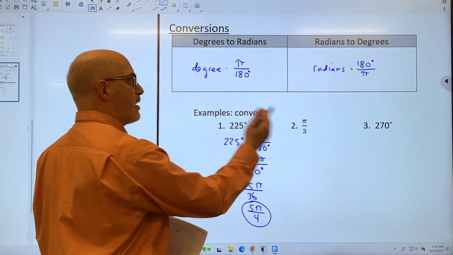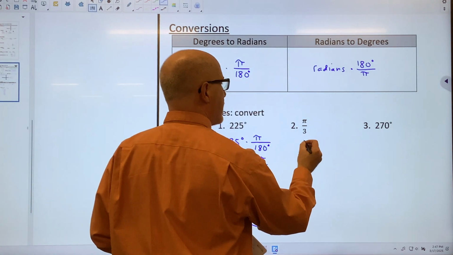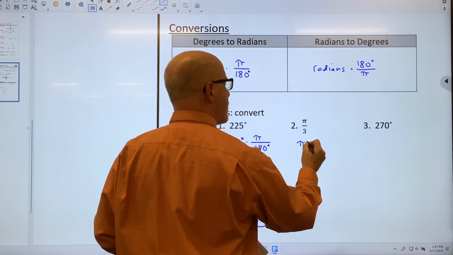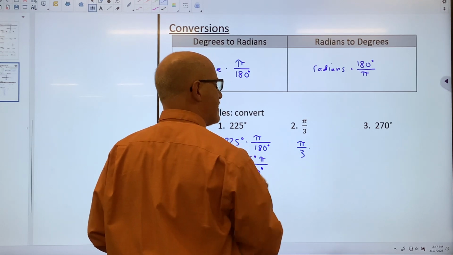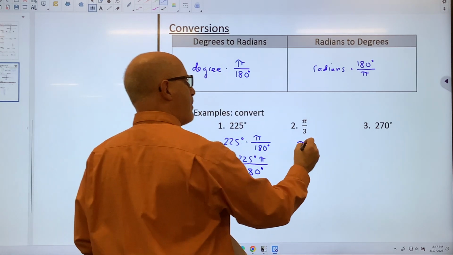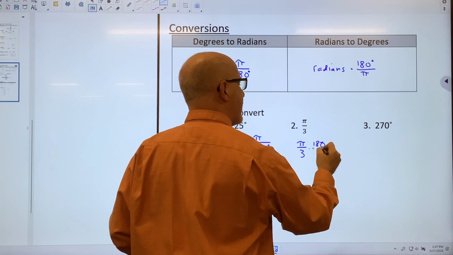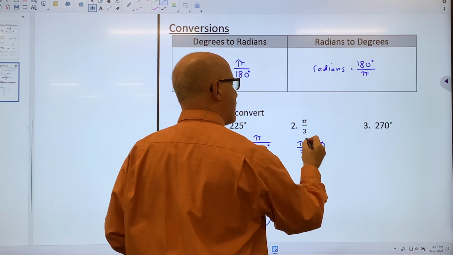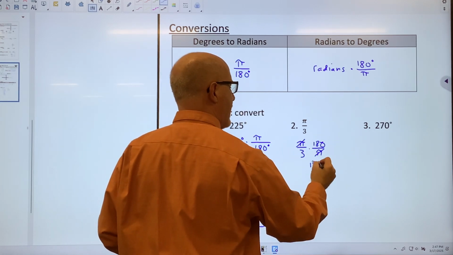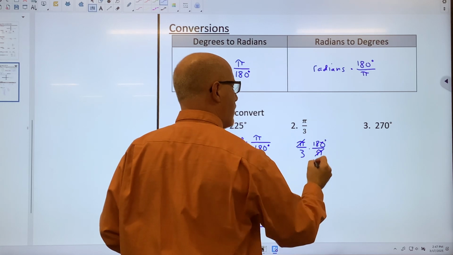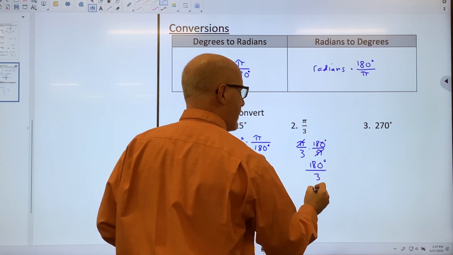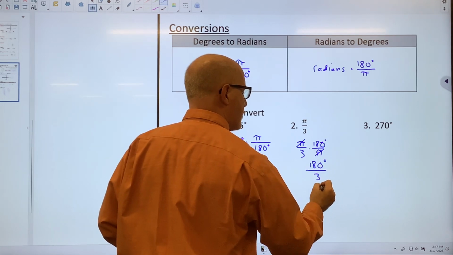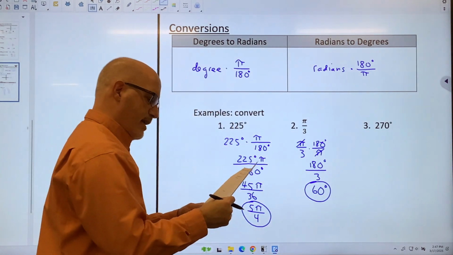Now this one, we're going to convert it into degrees. It doesn't have a degree marking, so we'll say it's in radians. We'll multiply by 180 over pi. Notice that the pi's will reduce, leaves you with 180 degrees over 3. That will give me just 60 degrees when I reduce that one down.